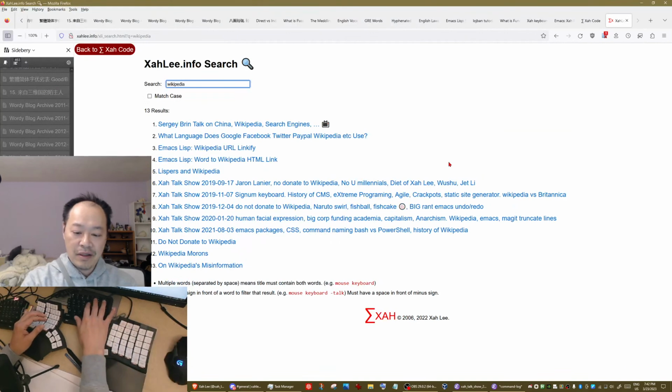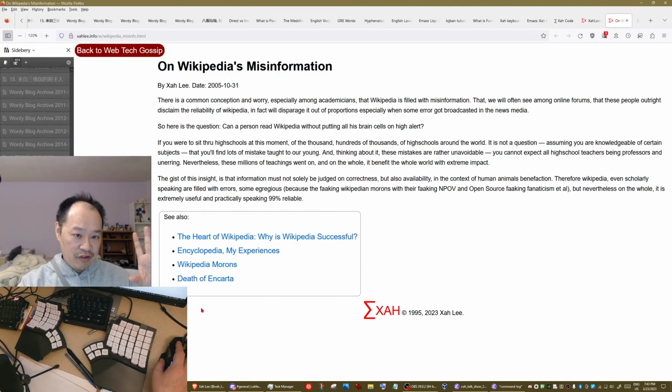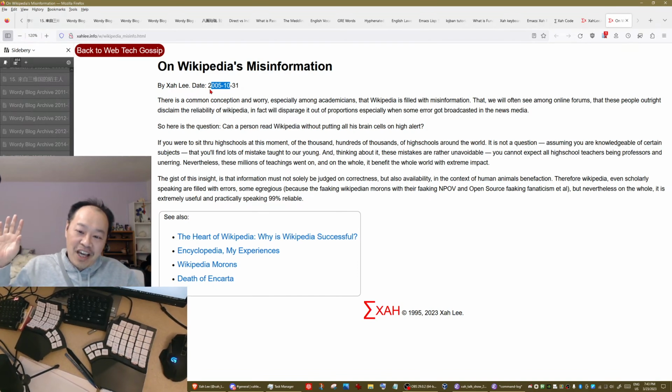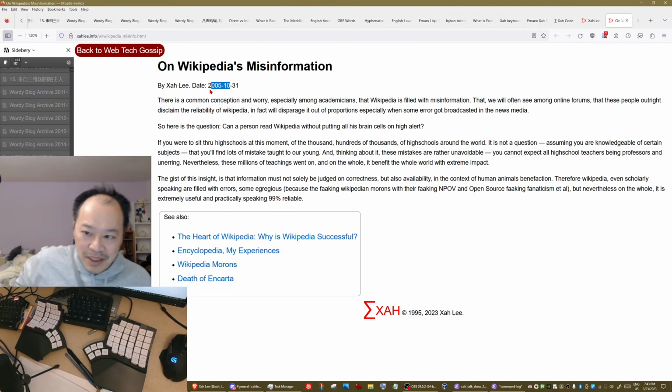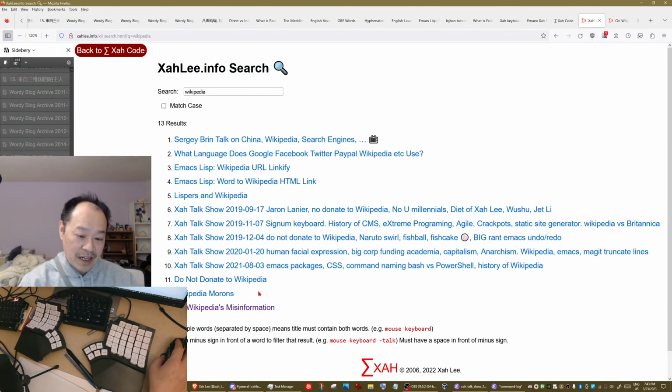So I have about 13 articles on Wikipedia. On Wikipedia's misinformation, written in 2005, my friends. Wikipedia began in 2002 or 2003. In the beginning, it's just 10 articles, mostly by nerds, nothing else. And they have deep Microsoft hatred and giant propaganda for open source. That's how Wikipedia began, 2002. It began by this Jimmy Wales, who sells pornography websites, porn. Then he started to do Wikipedia.